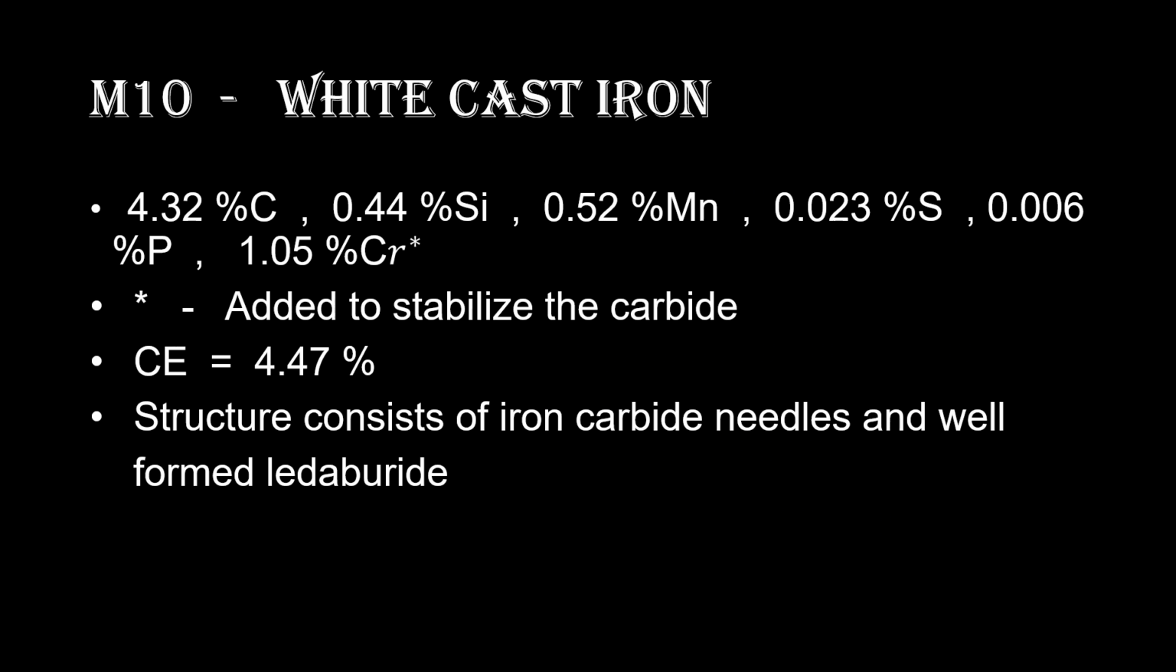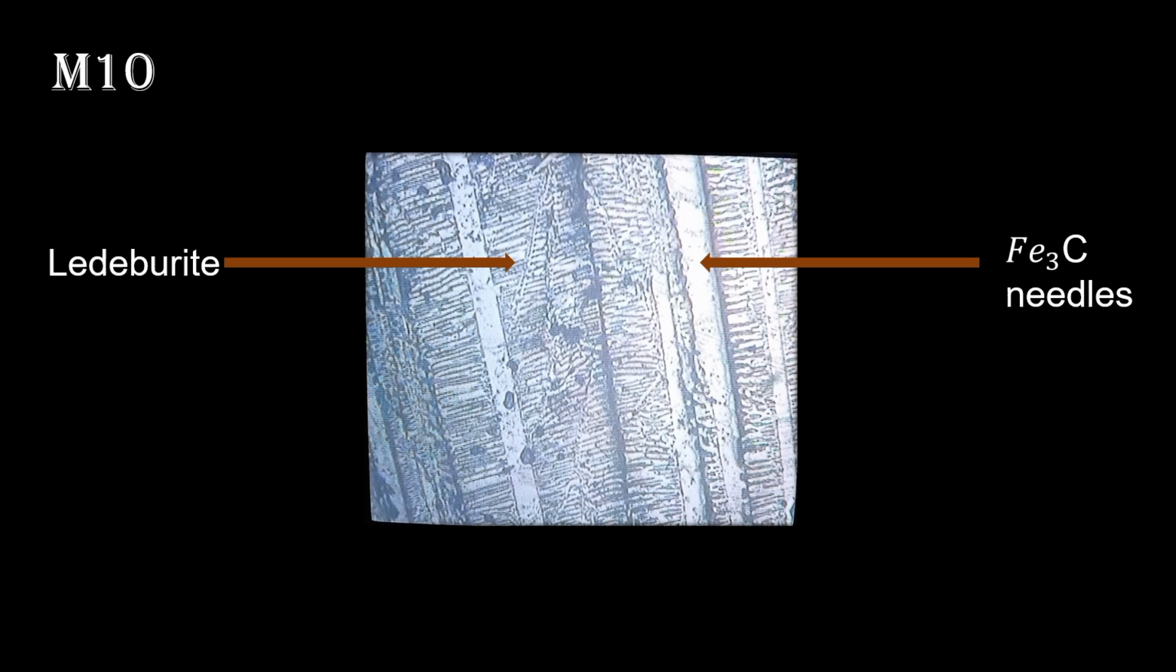Next sample is M10. It's a white cast iron which contains 4.32 of carbon, 0.44 of silicon, 0.52 of manganese, 0.23 of sulfur, 0.06 of phosphorus, 0.05 of chromium. Its structure consists of iron carbide needles and well-formed ledeburite.